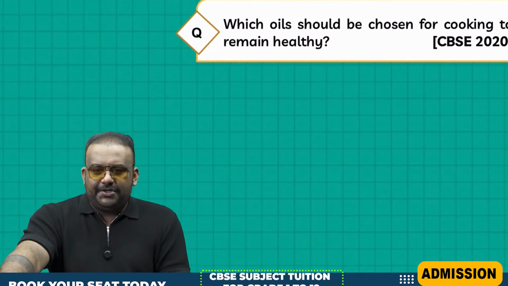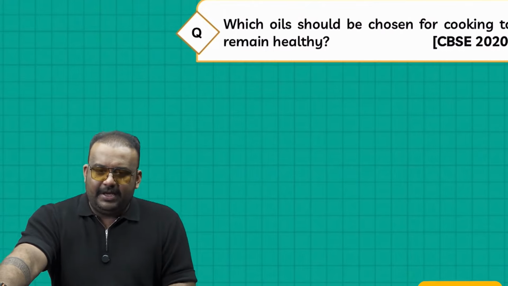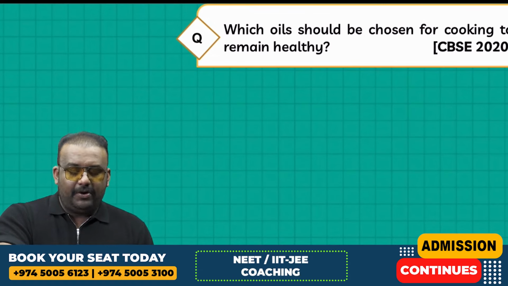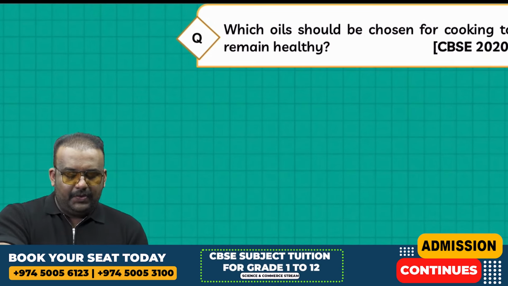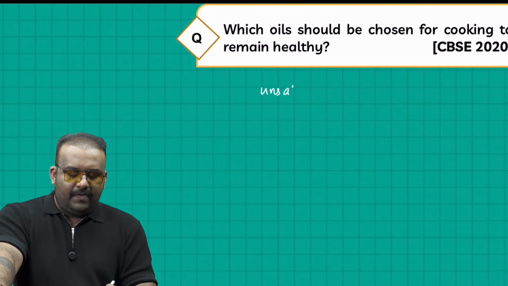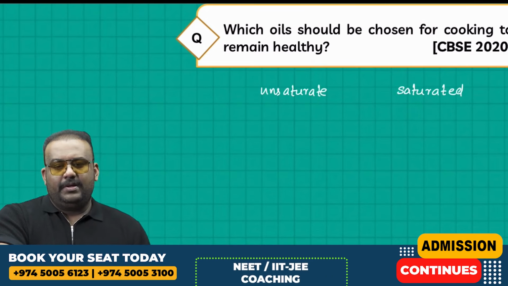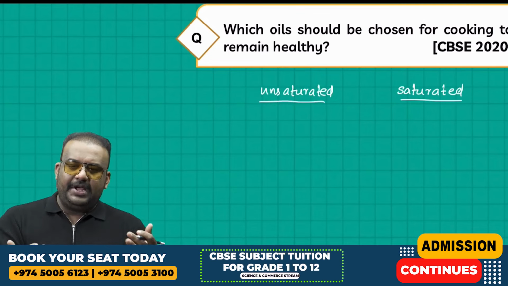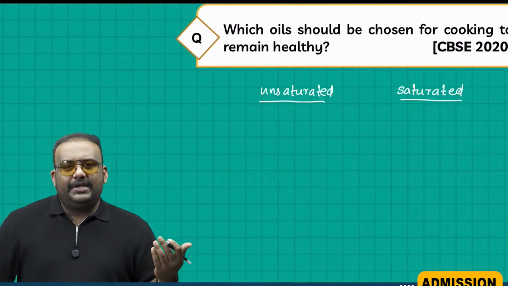Which oils should be chosen for cooking to remain healthy? It's a 2020 question and it's a very, very important question, I would say. See, you know that there are two types of fats. One is unsaturated and the other one is saturated. So, simple meaning, unsaturated fats are those which contain carbon-carbon multiple bonds and saturated ones are those which contain single bonds.